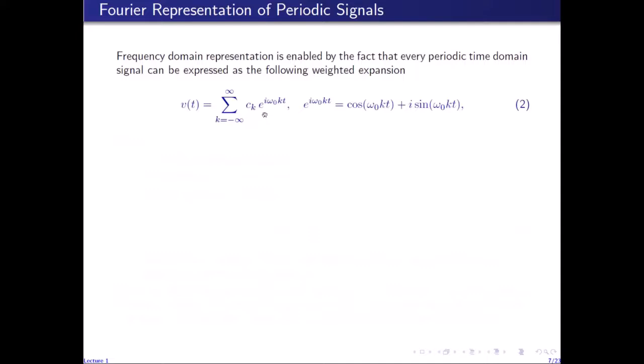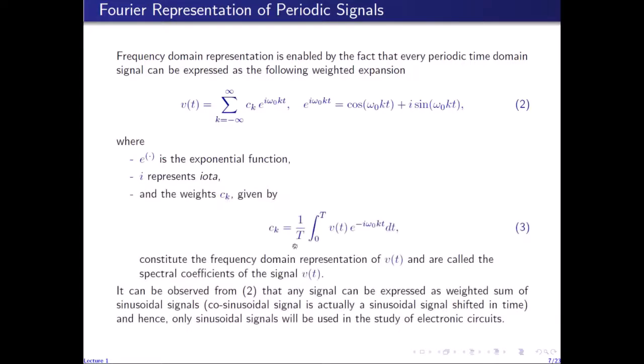In this, E represents the exponential function, i represents the iota, and the weights Ck, which are given by this integral, constitute the frequency domain representation of the signal Vt and are called the spectral coefficients of Vt. It can be observed from this expansion in equation 2 that any signal Vt can be expressed as a weighted sum of sinusoidal signals.